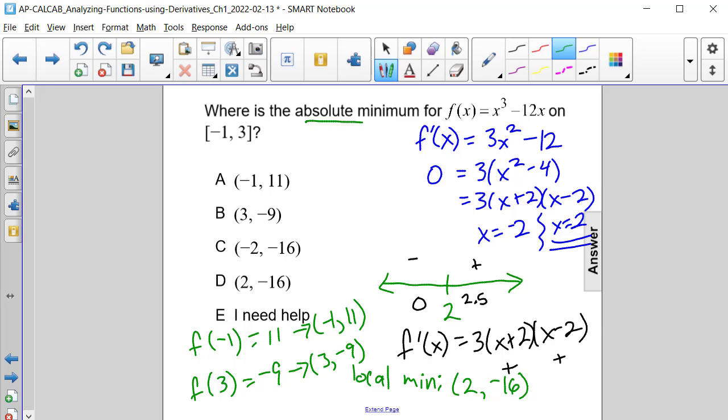Now we're looking for the absolute minimum, or the smallest y value. Well, the smallest y value occurs at our local minimum of 2, -16. So that's answer choice D. That is our absolute minimum.